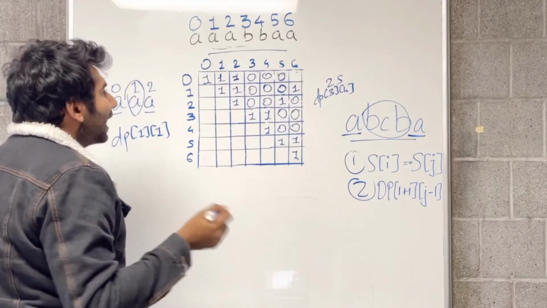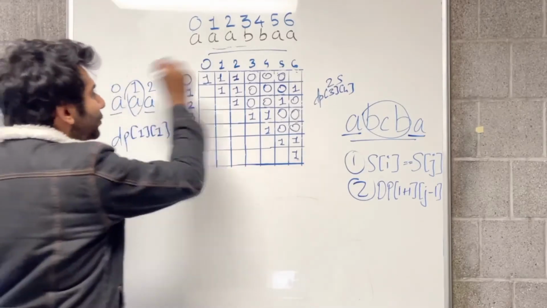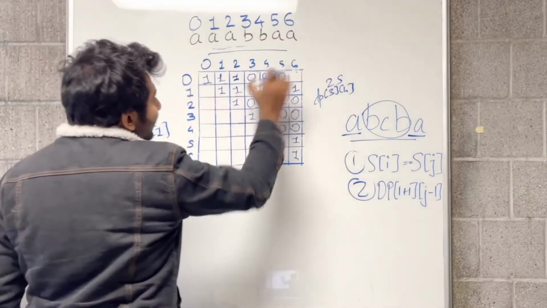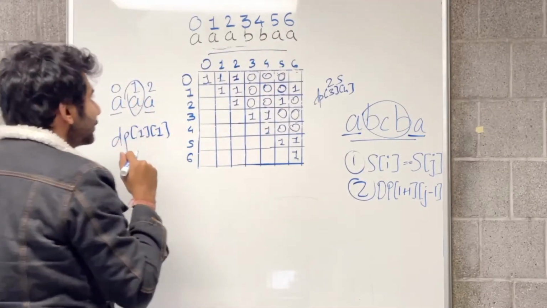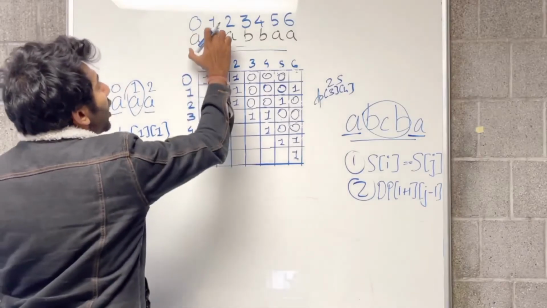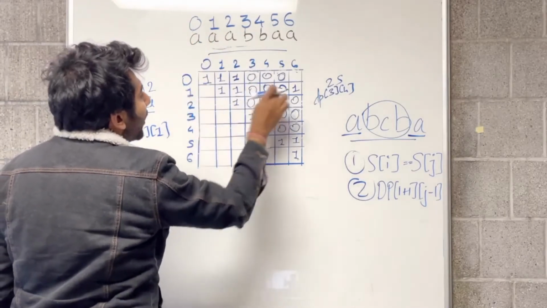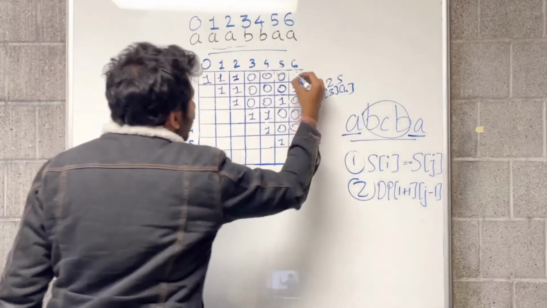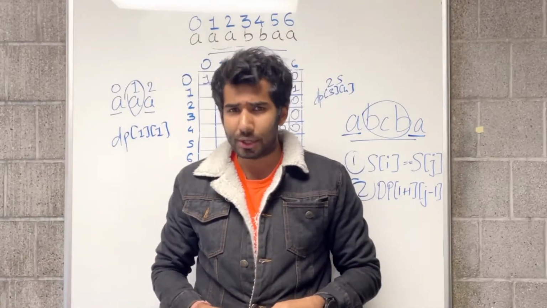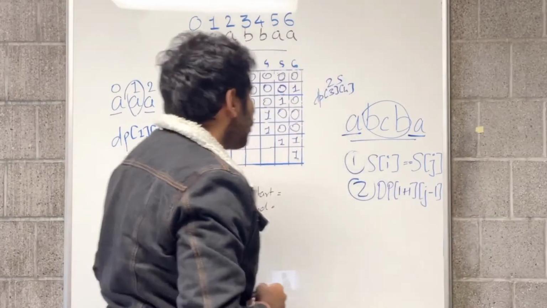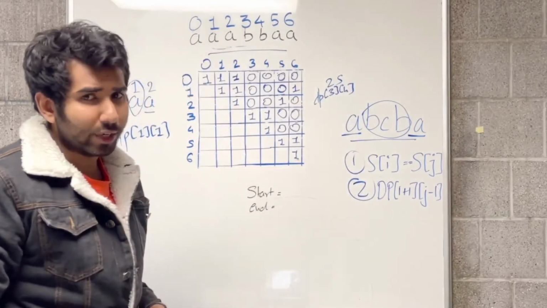Alright, the last substring with length 7, the whole string, starts at 0 and ends at 6. The first and last characters are the same, so the first condition satisfies. For the second condition, dp of 1 and 5 is 0, so we'll write 0 over here. Now, how do we get the longest substring? While making this table, we can keep track of the starting and ending variables.